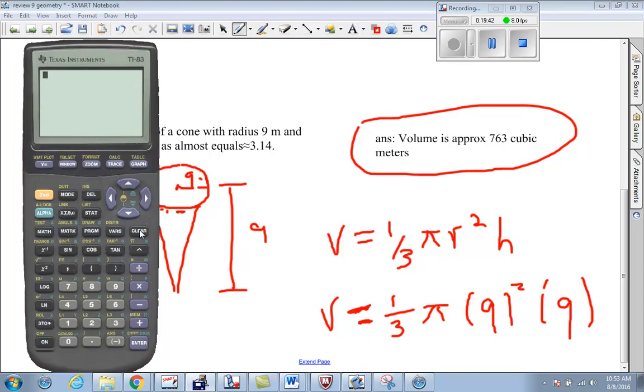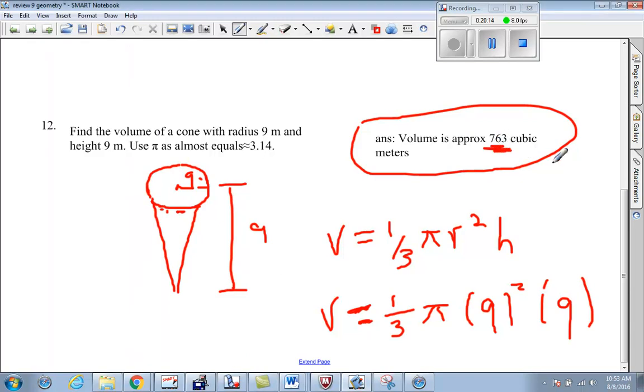Let's try that again. Again, 1/3, we'll put that. And then times pi, which we'll use 3.14, and then times 9 squared, which is 81, so we can just type that in as 81, and then times 9. Whew, and voila, 763 if you're rounding to the nearest whole number. So 763, now that matches our answer key. Okay, and notice the units, cubic meters, okay?